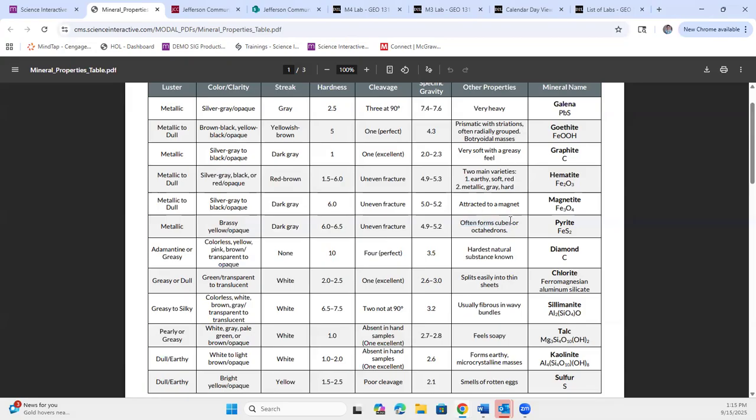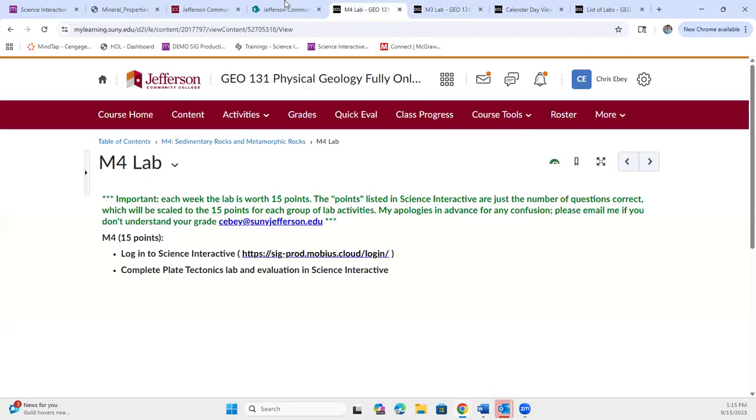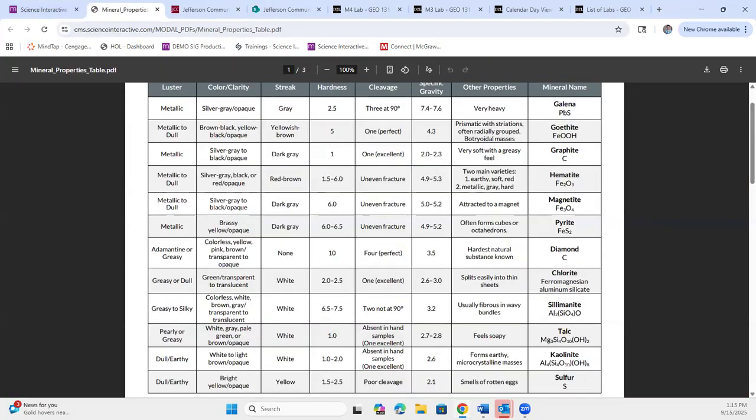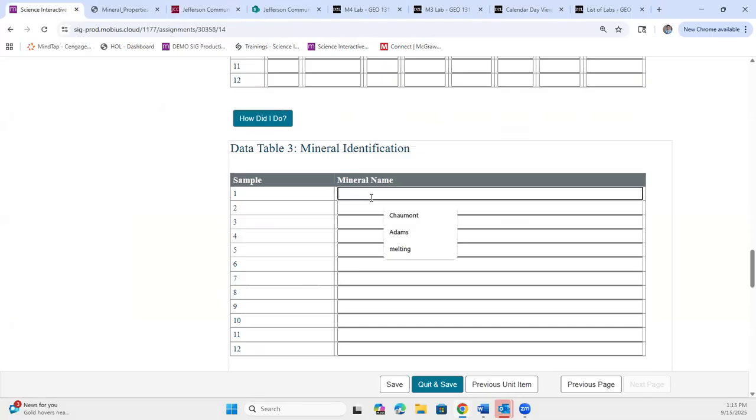And we can see that this is pretty cubey. So we would put in our identification table over here for number 1. This is pyrite.